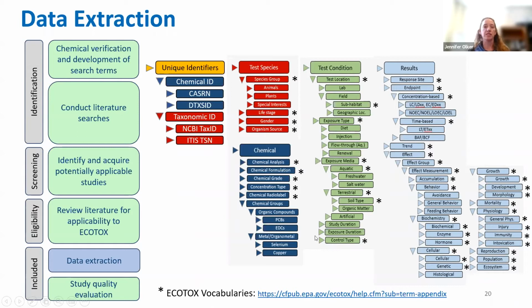So through the 30+ years of curating data, ECOTOX has established controlled vocabularies that cover most of these, especially those that are not values or categories. So the categorical fields all have controlled vocabularies, as shown in the asterisks here, and you can find those controlled vocabularies on the ECOTOX help page. It's called the terms appendix.